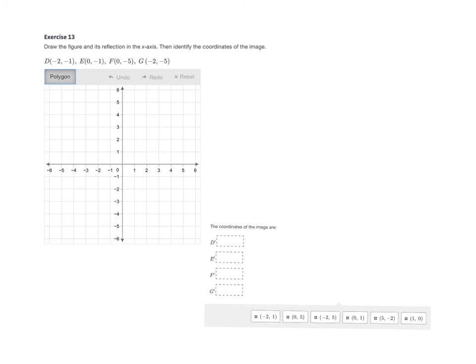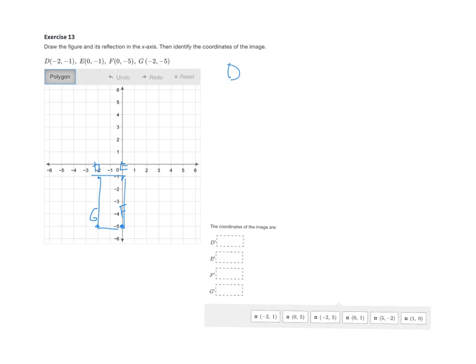One more to go. -2, left 2, down 1. That is D. E is going to be 0, -1. Then we have F, which is 0, -5. And the last one is -2, -5. And that is G. So what we have here is a good old-fashioned rectangle.